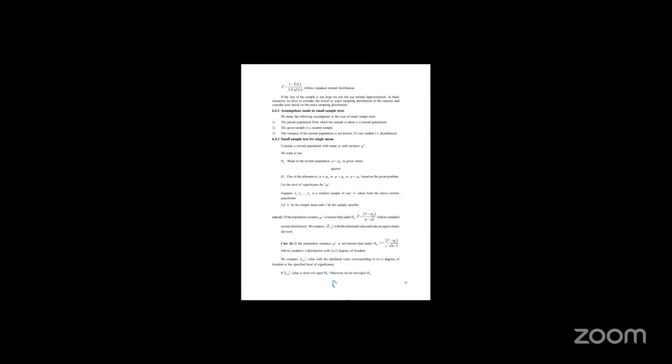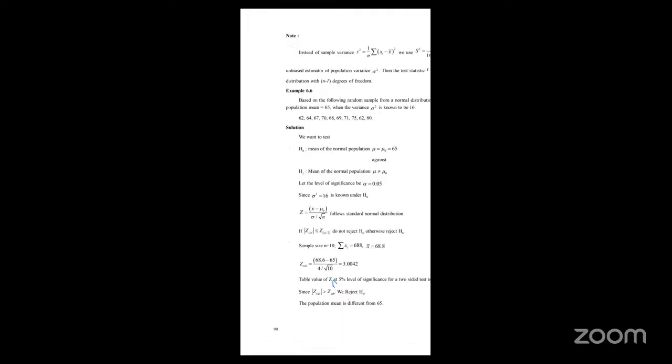How? Instead of the sample variance s square equal to 1 by n summation of (x minus x bar) whole square, we use s square equal to 1 by n minus 1 summation of (x minus x bar) whole square, the unbiased estimate of the population variance sigma square. Then the test statistic is s by root n minus 1, which is s by root n, and which follows a t distribution with n minus 1 degrees of freedom.